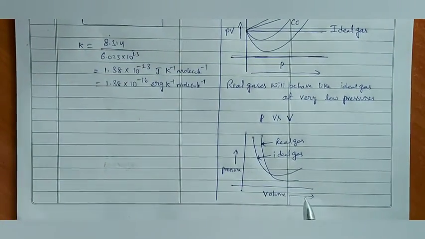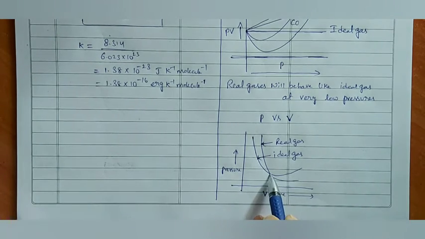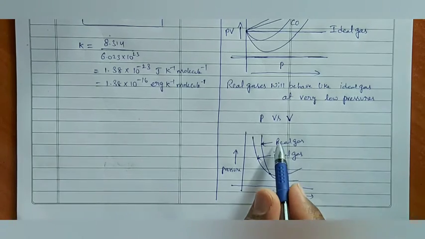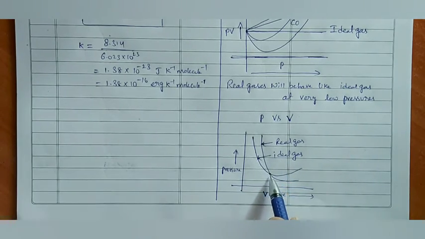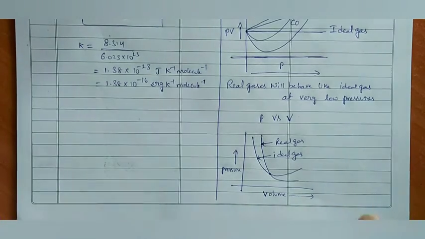On x-axis we have taken volume, on y-axis we have taken pressure. At very low pressure, almost it is reaching the point. At very low pressure only, the real gas curve is touching the ideal gas. From this also we can understand. I hope till now it is clear for you.